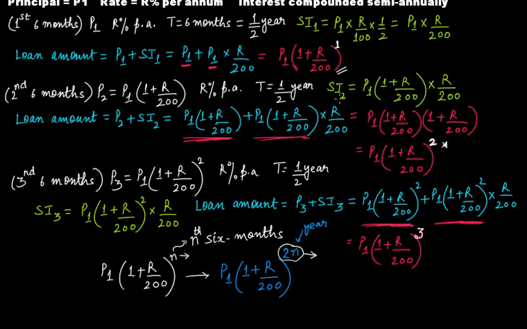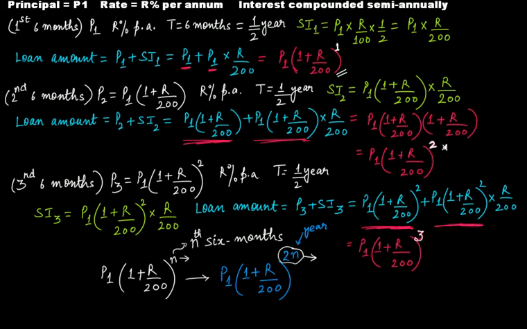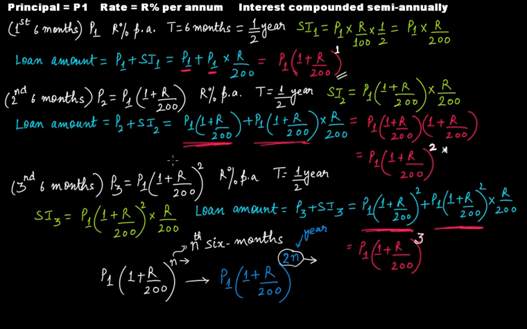If you suppose you have to calculate for 18 months, let's say that someone asks you that, hey, principal is P1, rate is R% per annum, and interest is being compounded semi-annually. You tell us what will be the total amount at the end of 18 months. So you'll instantly say that 18 months means what? 6 plus 6 plus 6. It means that we had three periods of 6 months, right? So you can simply put 2n as 3 and you will get the answer.